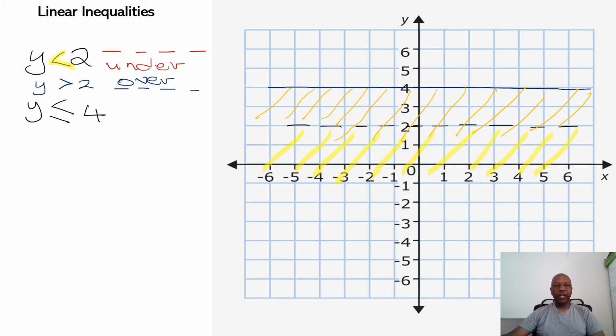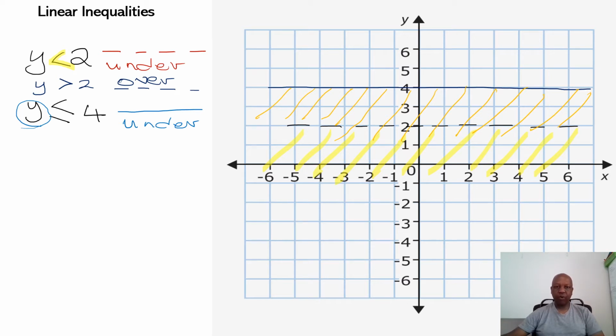Y is less than or equal to 4, our second point. We have less than or equal to, so we are looking at a solid line because of the equals to, and we are also looking at an area or a region where y is smaller than or equal to 4. So it is equal to 4, but it will also include the region where y is smaller, the region under the line y equals 4.